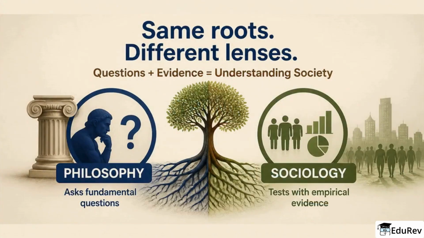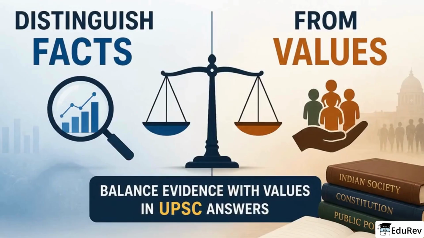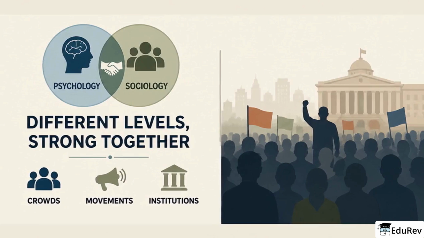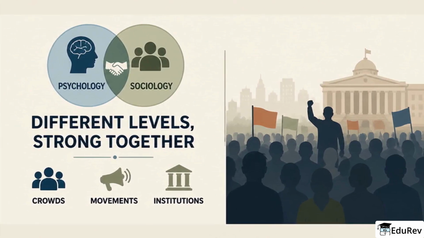Philosophy and sociology share roots. Philosophy frames questions about society and knowledge, and sociology tests those ideas with empirical evidence. Philosophical clarity helps you distinguish facts from values in your answers, an important skill in UPSC where normative discussions must be balanced with evidence. Psychology and sociology differ in level of analysis but combine well in areas like social psychology.